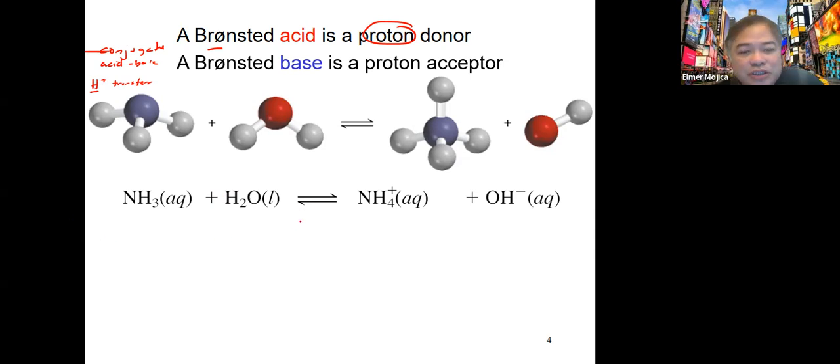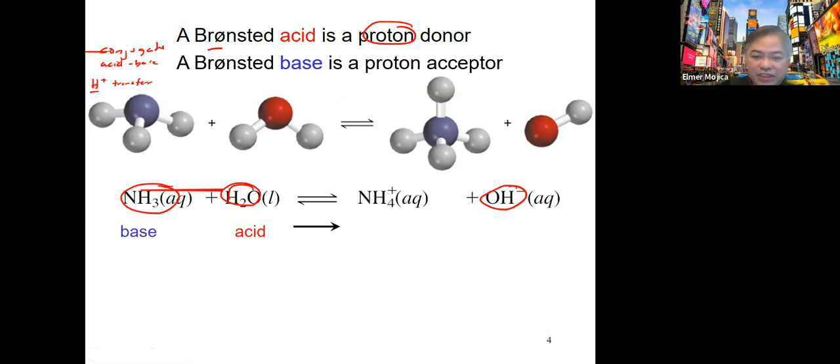Now you might ask yourself, how do we know? If you look at the product, you will see which one lost hydrogen and which one gained hydrogen. Here, from H2O, it now becomes hydroxide. So we could say that is the acid. Ammonia, on the other hand, from NH3, gains hydrogen, so that now becomes the base. The acid here that lost hydrogen forms hydroxide, which is now your base. And NH3 gaining H plus to form NH4 plus is now your acid.